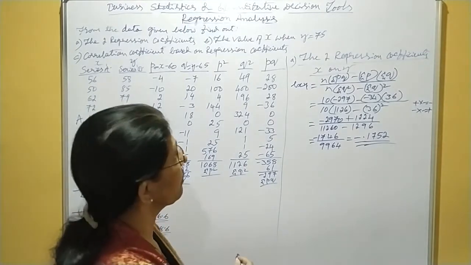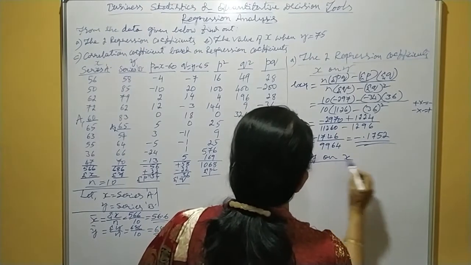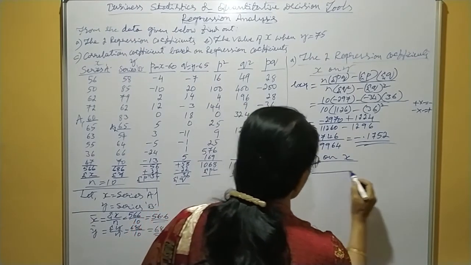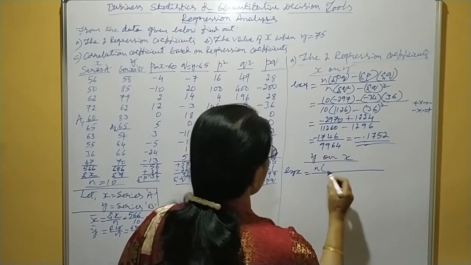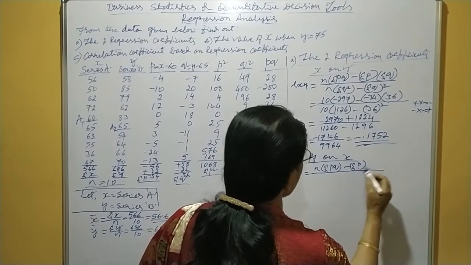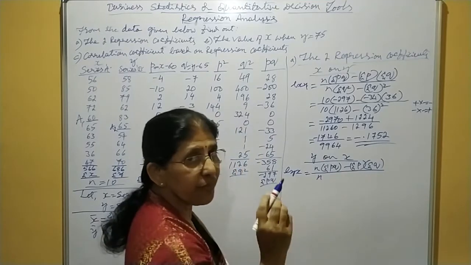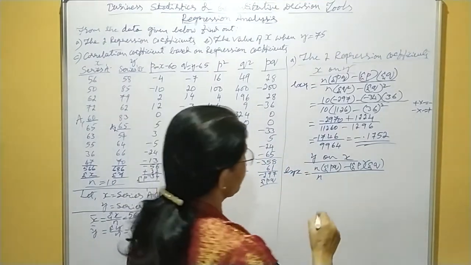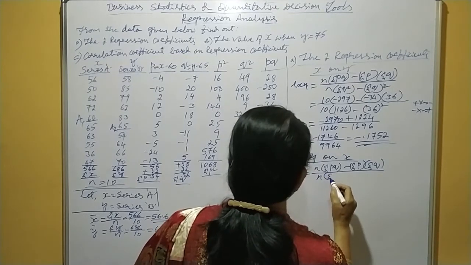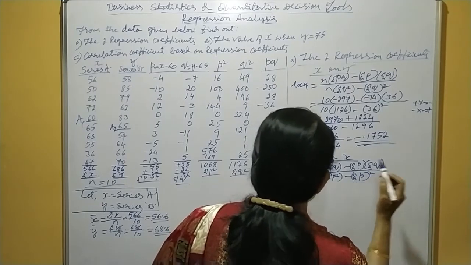Next one we have to take regression coefficient of y on x. Y on x, the formula is byx equals, here numerator is the same, n into sigma pq minus sigma p into sigma q. Denominator is first part of correlation coefficient without square root, n into sigma p square minus sigma p whole square.